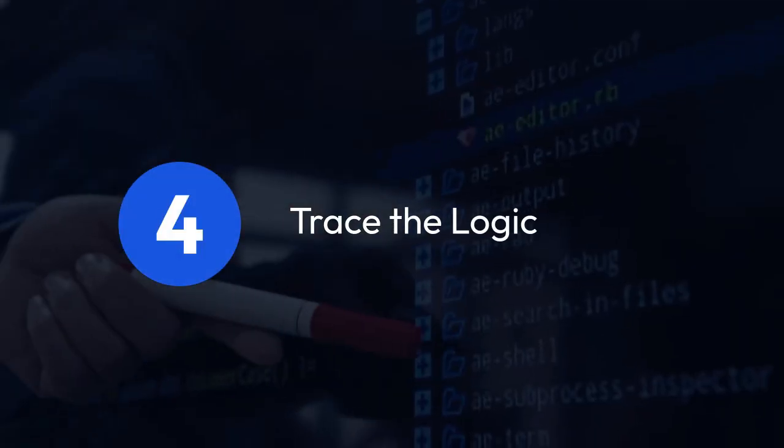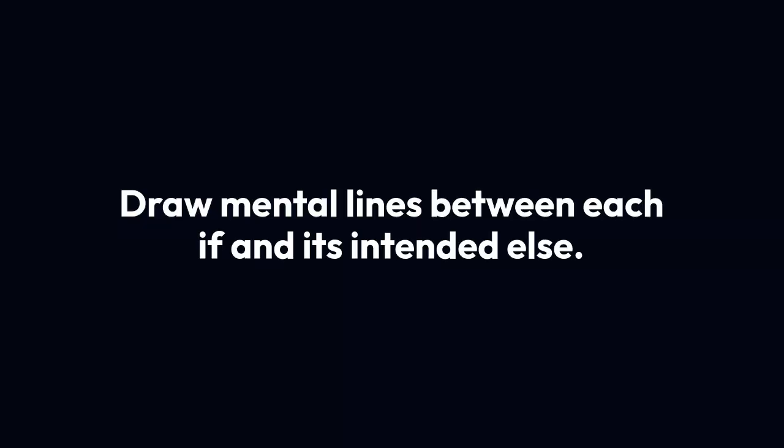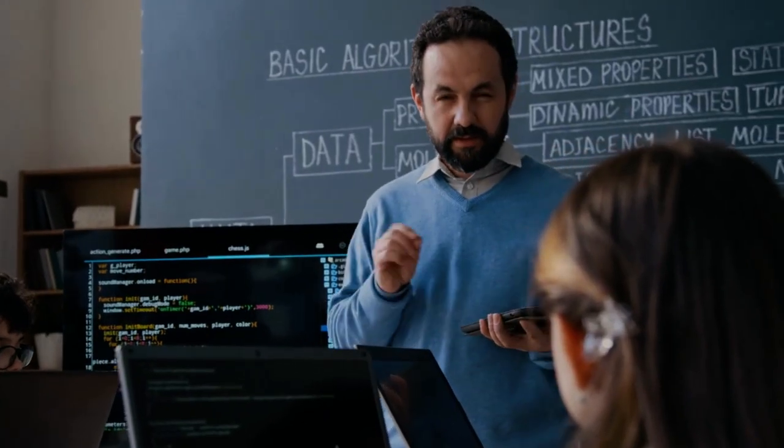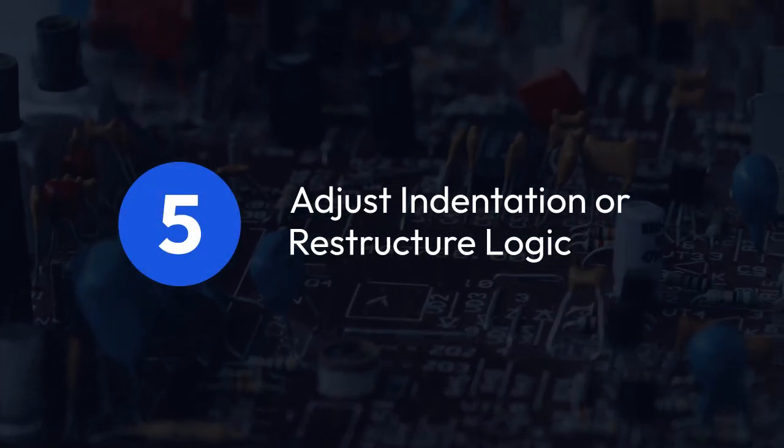Step 4. If you have nested conditions, take a moment to trace the logic. Draw mental lines between each if and its intended else. Ensure each else correctly matches up with an if. You might need to adjust indentation or restructure your logic.